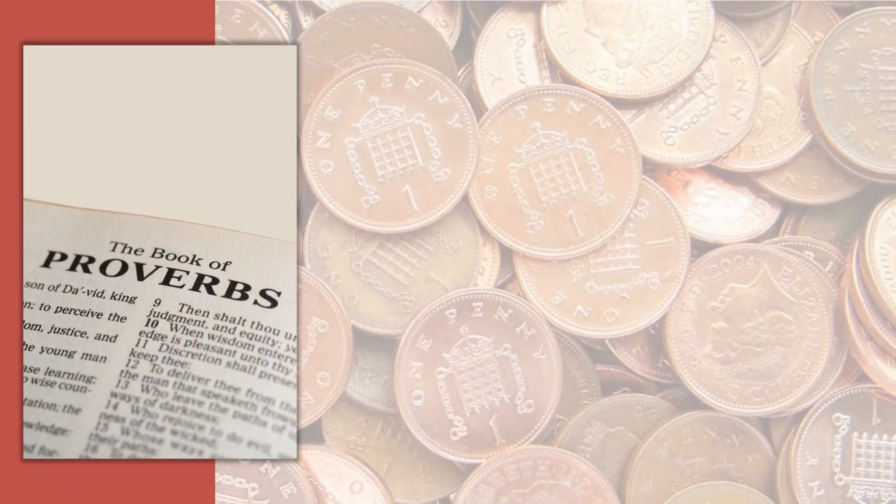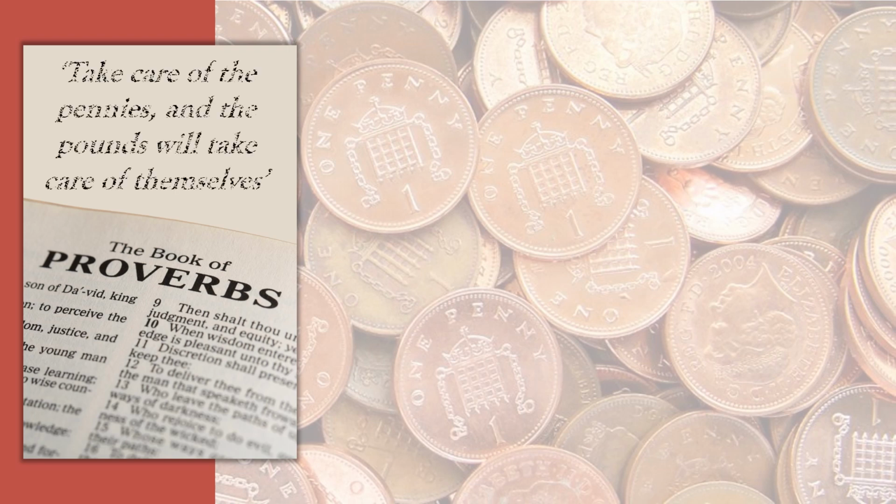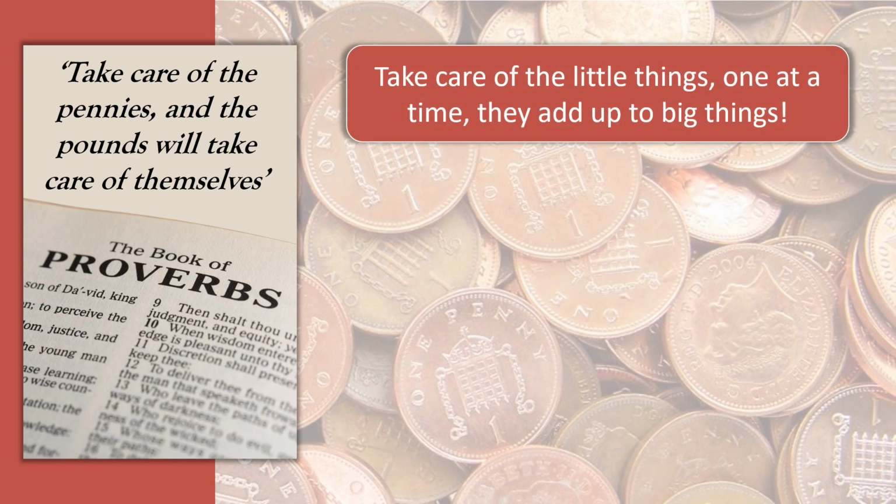Now then, I think I must be going a little bit odd in my old age because I've started looking at proverbs and things like that. But anyway, there's one proverb that I saw and it really made me think about type 2 diabetes, and it's this one. If we take care of the pennies, the pounds will take care of themselves. You know, what they're saying is if you take care of the little things one at a time, then they add up to big things.